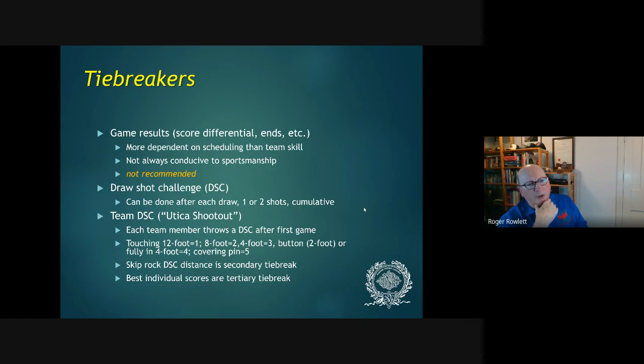If you need a tiebreaker, then you do measure the skip rock distance as a secondary tiebreak. And if you're still tied, you can use as a tertiary tiebreak the best individual scores for the shootout. It's pretty rare that we have to run another tiebreaker to break a tie. It usually only happens if a team misses all their shots. So they score a 0 and they have 73 inches on their skip rock. So we occasionally have to make them go out and throw another rock. But usually this breaks all ties after 1 round.